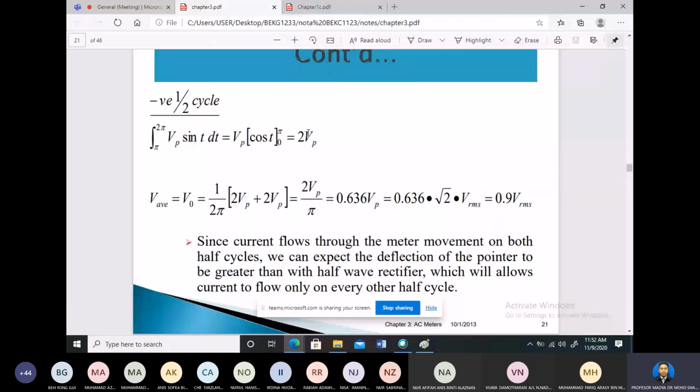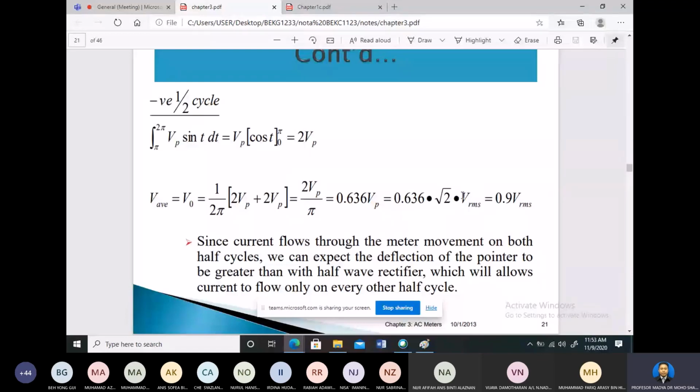So this is for the negative cycle, and then to calculate the average voltage, V naught equals 1 over 2 pi multiplied by 2 Vp plus 2 Vp. So this is the equation, and the final result for the average voltage is 0.9 VRMS. For half wave it is 0.45 multiplied by VRMS, and for the full wave rectifier it is 0.9. This standard comes from derivation, so there is no need to derive it, just use the formula.